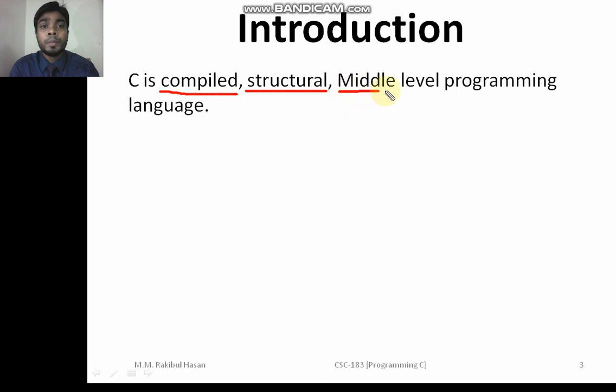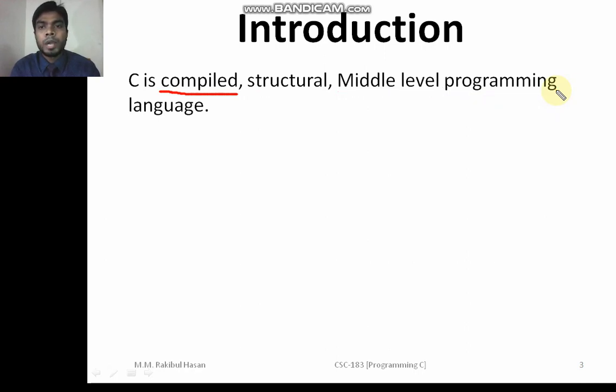Then this is called a mid-level programming language. Why mid-level? Because this C programming language lies in between high-level programming language and machine programming language. Machine programming language means low-level programming language, and human understandable language means high-level programming language. So C programming language has both features. It is neither high-level nor low-level. It falls in between these two levels of programming language. That's why this is called a mid-level programming language.